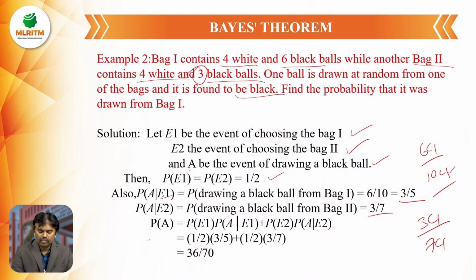Next I am finding the total probability of a black ball. So P of E1 into P of A by E1 plus P of E2 into P of A by E2, that is 1 by 2 into 3 by 5 plus 1 by 2 into 3 by 7.